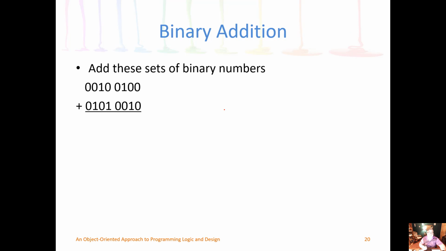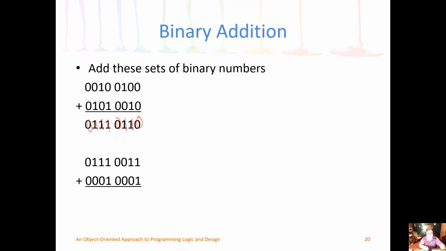So let's add these together. Let's go and look at this. So we got 0 and 0, 0. 0 and 1, 1. 0 and 1, 1. 0 and 0, 0. 1, 0, 1. 0, 1, 1. 1, 0, 1. And 0, 0, 0. So let's see if this is correct. 0, 1, 1, 0, 1, 1, 0. Yep, it's correct. So let's look at the next one.